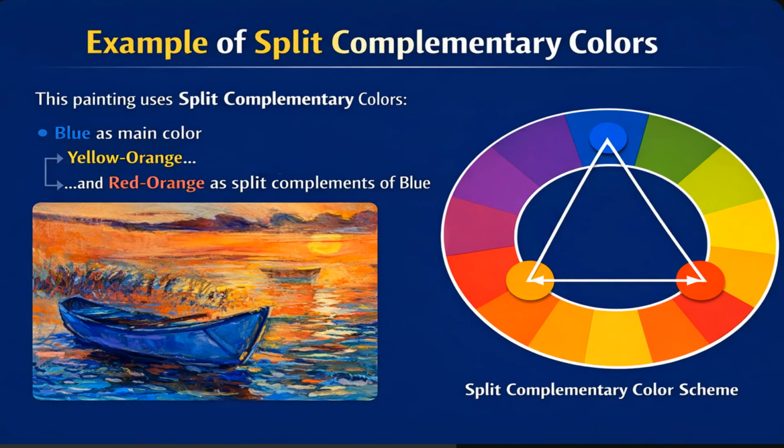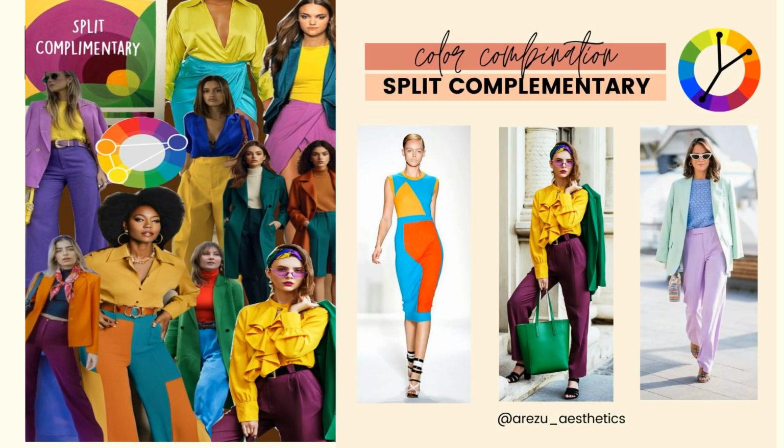In this painting example, blue is the main color. Instead of its complement orange, the scheme uses yellow orange and red orange as split complements, making the blue stand out. Split complementary colors are frequently seen in fashion. Designers combine a dominant color with two supporting colors to create outfits that still feel bold but still coordinated. This is especially common in more expressive styles where color plays a large role in the overall look.